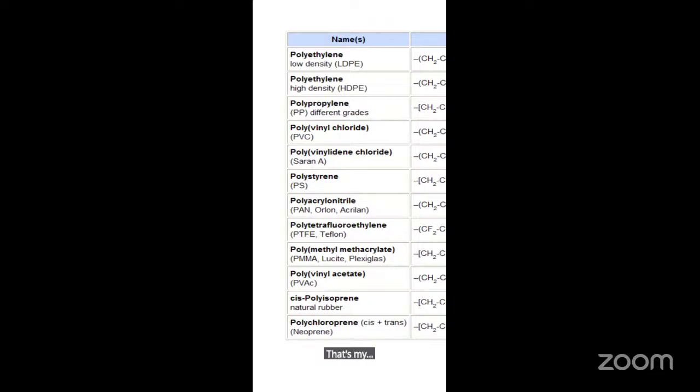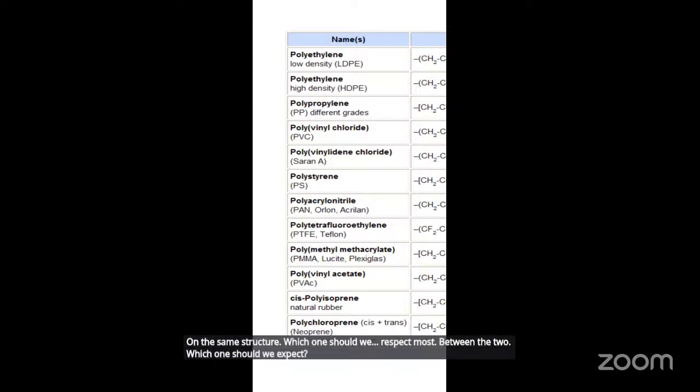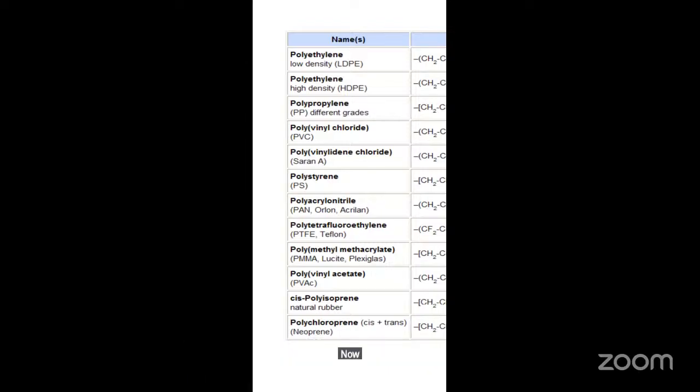When we are to name an organic compound, we have both double and triple bonds on the same structure. Which one should we respect most between the two? Like I said, triple bond is senior to double bond.